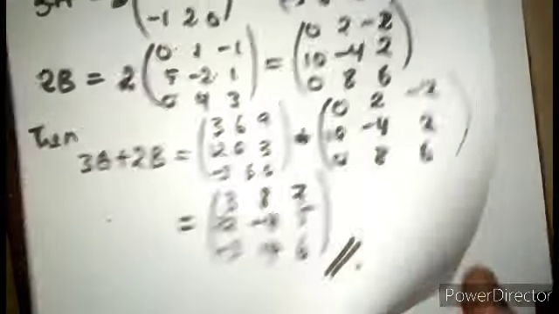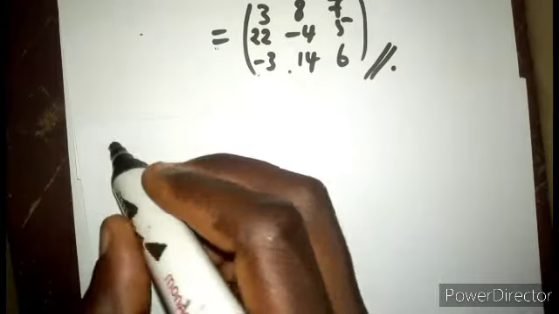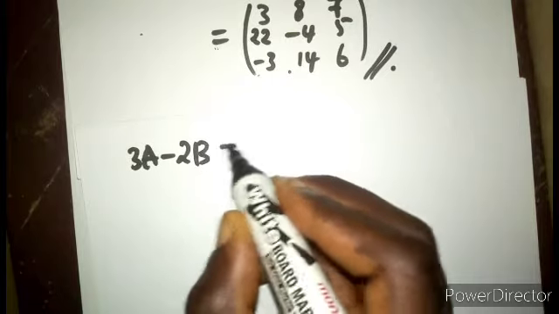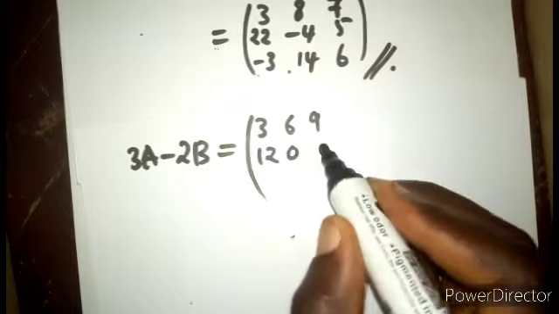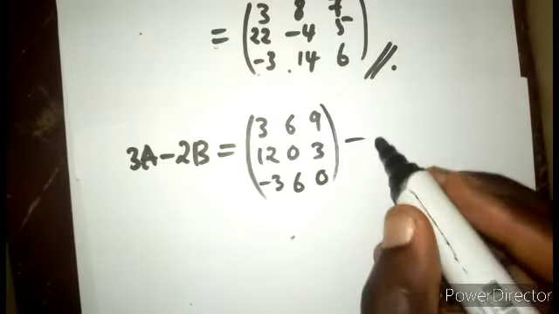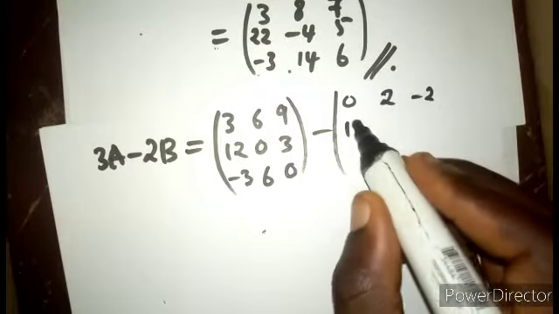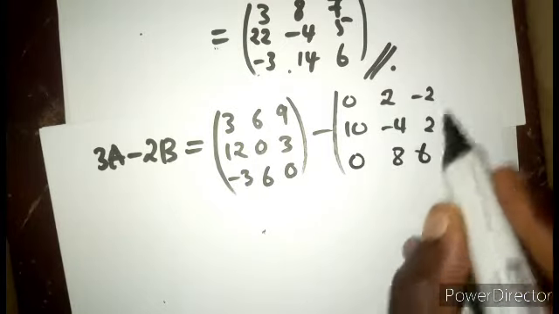Now to get the result for the other half, we know already the value of 3A and 2B, so we just take the difference. 3, 6, 9, 12, 0, 3, minus 3, 6, 0, minus 0, 2, minus 2, 10, minus 4, 2, 0, 8, 6.